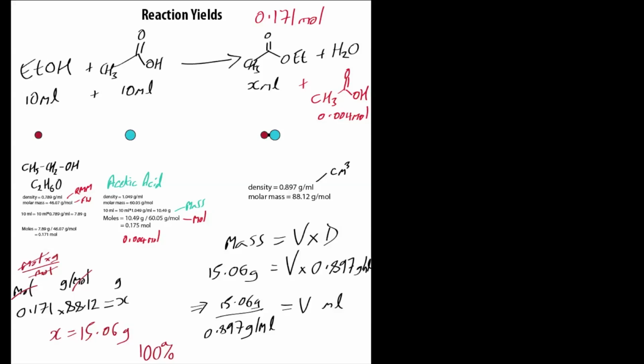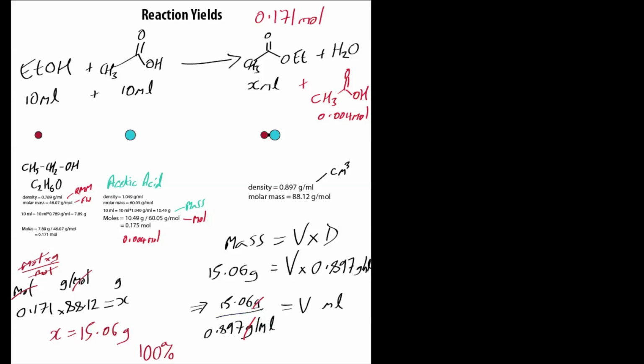Now let's have a look at the units before we go any further. We look at units, we've got grams divided by grams, that gets cancelled out. And because this is the reciprocal, or the 1 over mils, that actually goes up to the top and it becomes mils. So all the units are fine there. All we need to do really is calculate what 15.06 divided by 0.897 is.